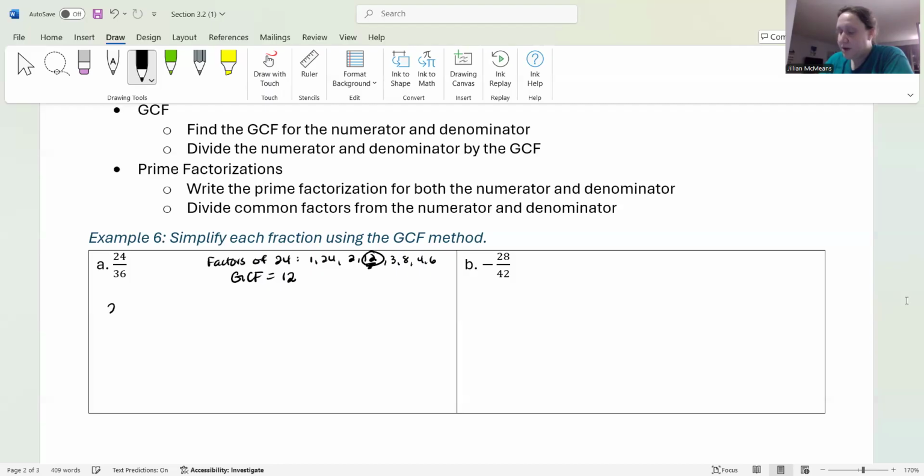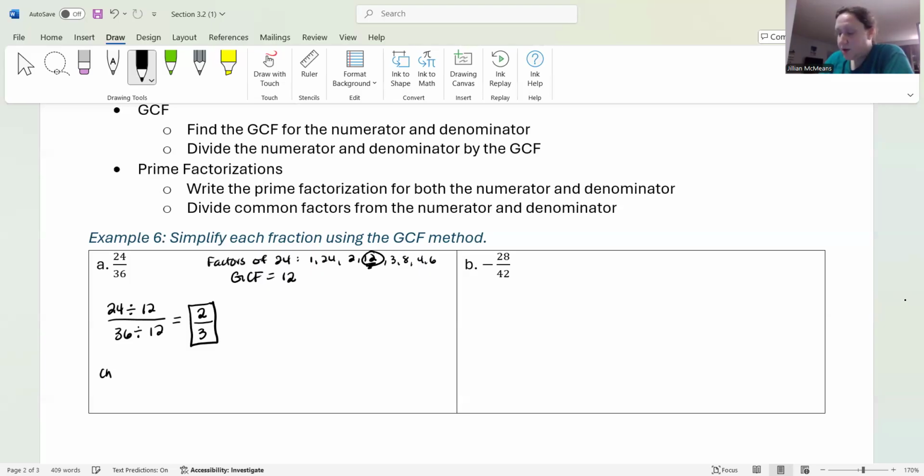So then what I do is I take both numbers in the fraction and I divide them by the GCF. Well, 24 divided by 12 is 2. 36 divided by 12 is 3. So my final reduced version of this fraction is 2/3. It's not too bad, right? Now, the harder part of this is honestly figuring out what the GCF is, but once you have the GCF, it's a really easy process.